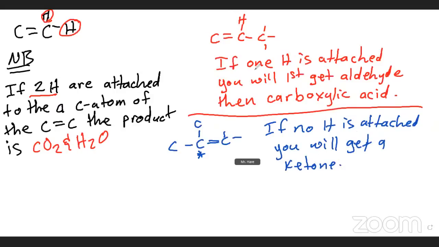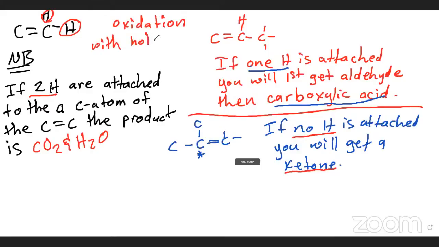So one hydrogen, you get your carboxylic acid. No hydrogen, you get a ketone. Two hydrogens, you get carbon dioxide and water. And this is oxidation with hot KMnO4.